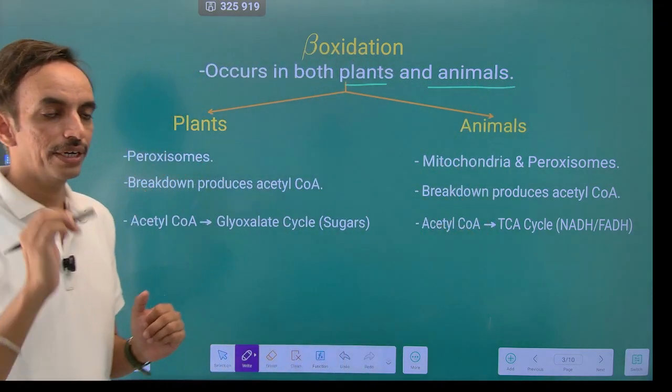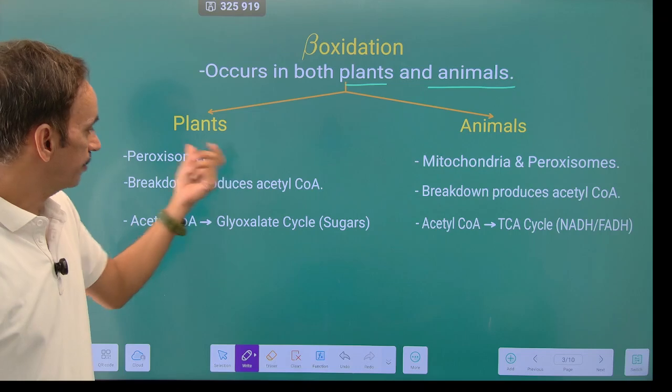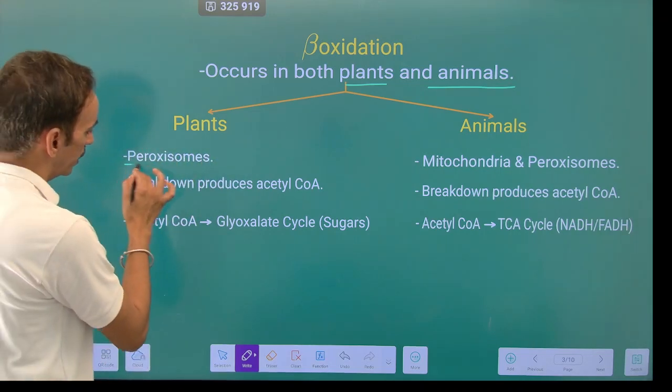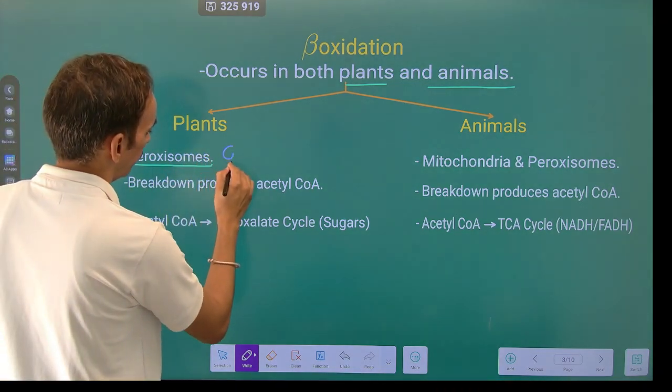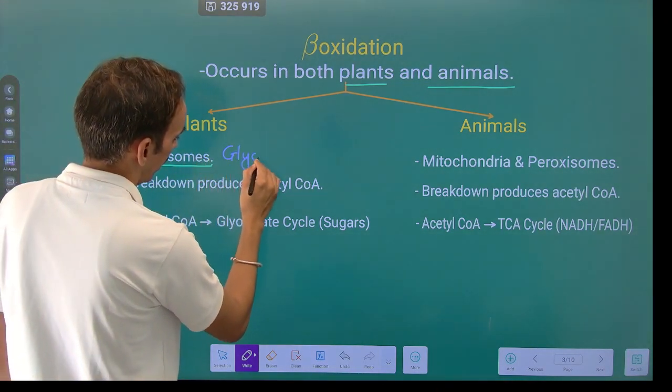Now beta oxidation occurs in both plants and animals. In the case of plants, beta oxidation occurs within the peroxisomes. Plants have a special type of peroxisome called the glyoxysome.